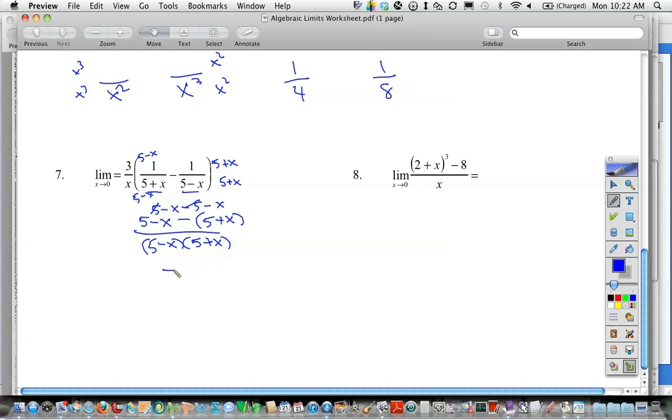5's cancel. We end up with negative 2x. And then our common denominator, 5 minus x, 5 plus x. So there's the algebra stuff you got to be able to do. Now there's still that 3 over x outside here, but that's going to let us cancel the x's now.